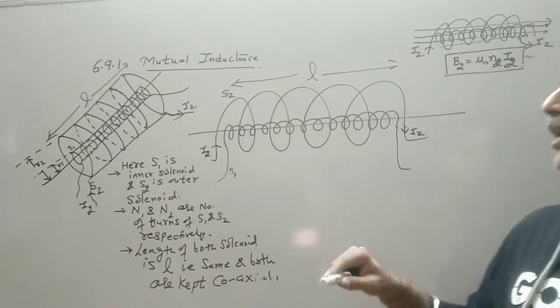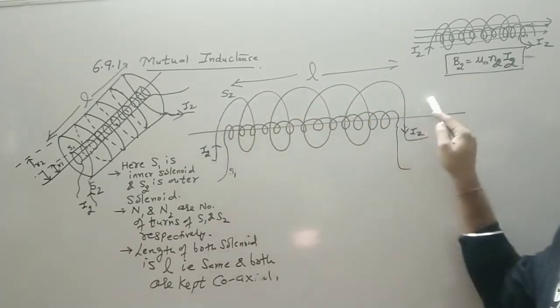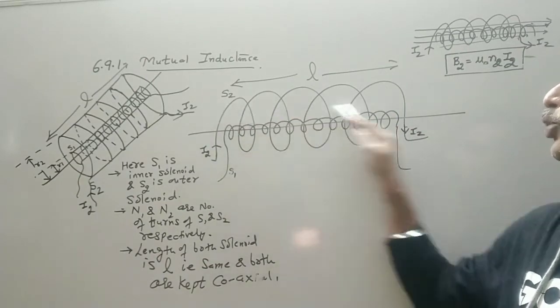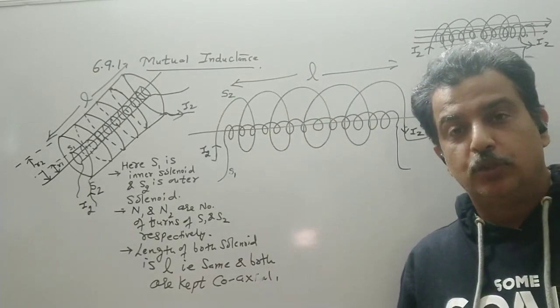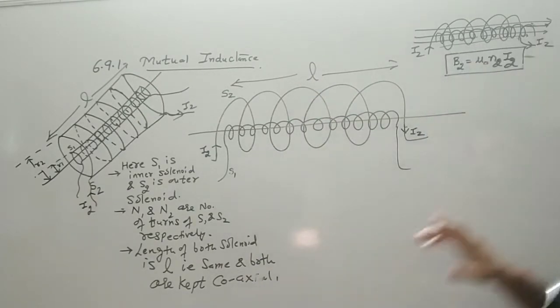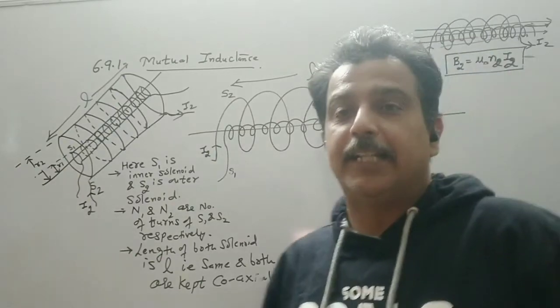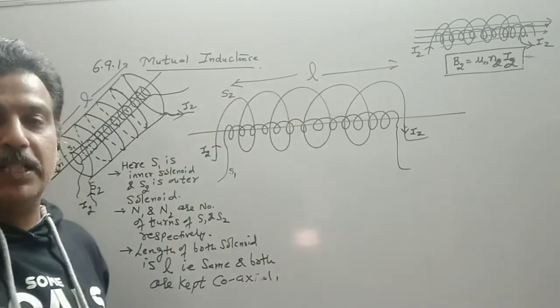So let us assume that this outer solenoid produces 5 field lines: 1, 2, 3, 4, 5. Out of 5, suppose 2 lines are outside here, 2 lines are outside here. So only 1 field line passes through this. Now if I increase this current, the magnetic field will also increase. We have not changed the dimension. So the number of field lines, that is the pictorial representation, will also increase, and more field lines will pass through it.